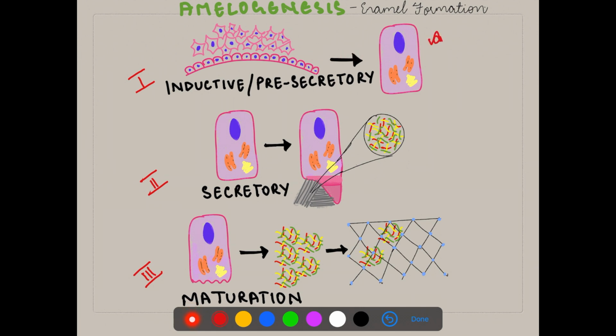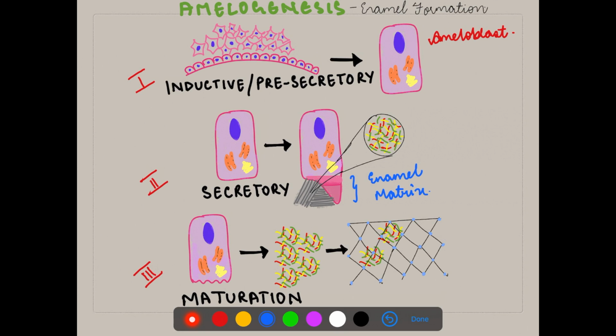Now, ameloblasts are the enamel forming cells. Okay, so only this takes place in the first stage of amelogenesis. This stage is followed by the secretory stage. Secretory stage is the stage wherein enamel matrix is laid down.